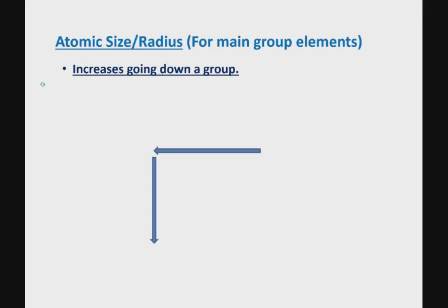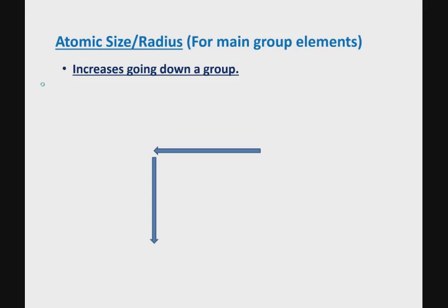If you focus on the halogen family, fluorine with 9 electrons is the smallest atom. Chlorine is bigger than that. Bromine is bigger than chlorine. Iodine is bigger than bromine. Again, the size of the atom increases as you go down a group of elements.